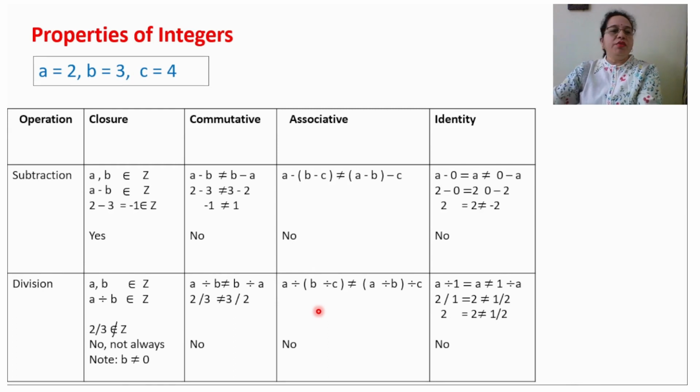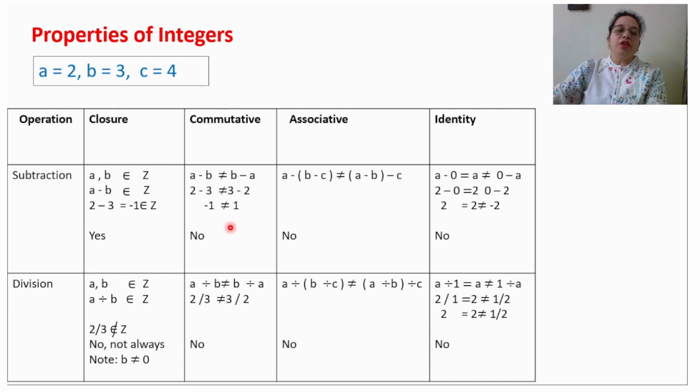Now the same thing we will do for subtraction. So here just substitute the value: a is 2, b is 3. So 2 minus 3 will give you minus 1, and minus 1 is also an integer. So we can say that yes, we can observe closure property in subtraction of integers.